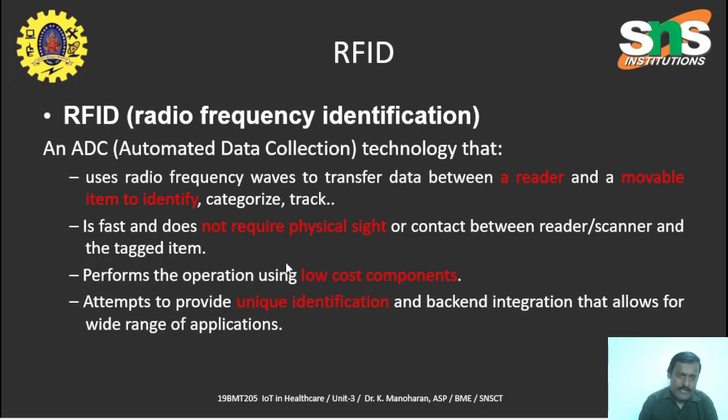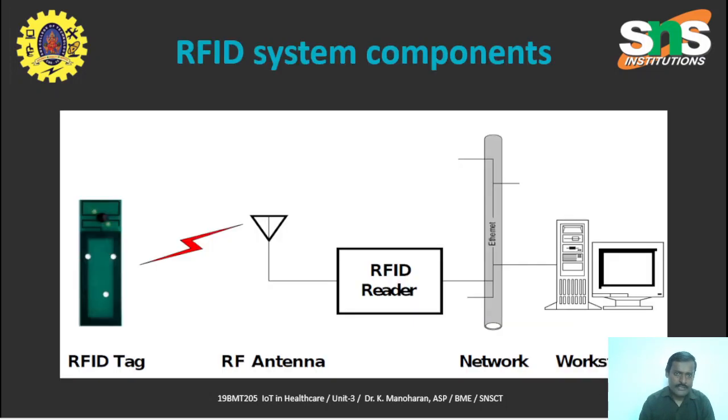So it's fast and it does not require a physical line of contact. Contact between the reader and scanner and the tagged item is not required in RFID. It performs the operation using low cost components, so the cost of the components used in this RFID system is very low. It attempts to provide a unique identification, and it can be integrated with long range applications. These are the main reasons we choose RFID.